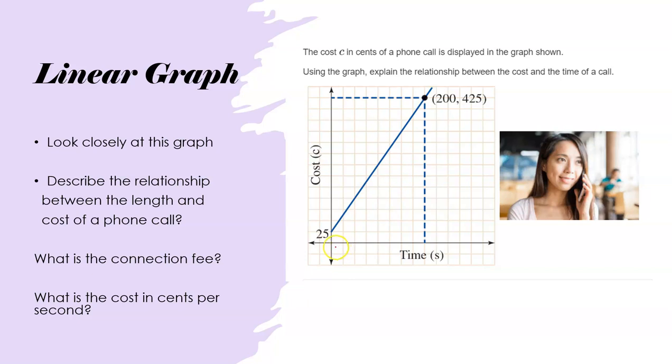Well, we can see here that as time goes on in seconds, our graph is increasing. So the cost increases as time goes on. And that makes sense because we all know that the longer that we talk on the phone, the more it's going to cost us. So as time increases, cost increases.